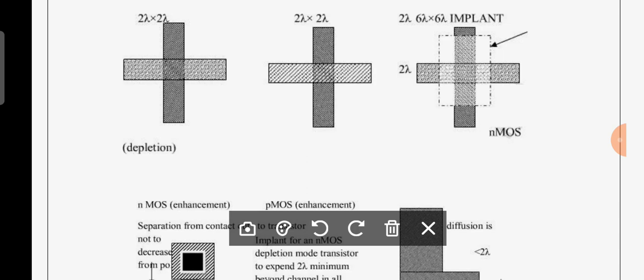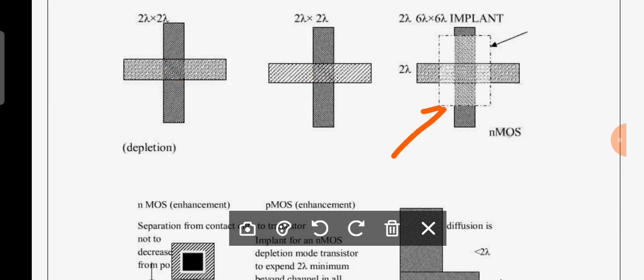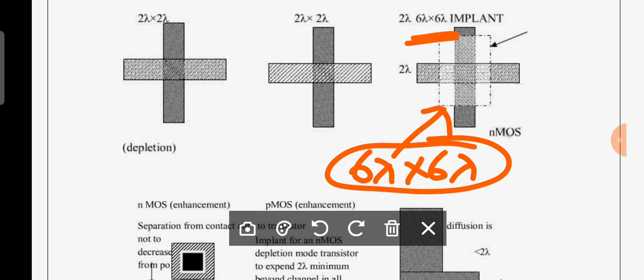Now this middle area you can observe is the channel of your transistor. That means it is the gate terminal, and the sides may be source or drain. Now, what is the minimum size of your implant? That is an important question. The minimum size of implant is 6 lambda by 6 lambda. This is about the design rules of a simple transistor, enhancement mode or depletion mode.